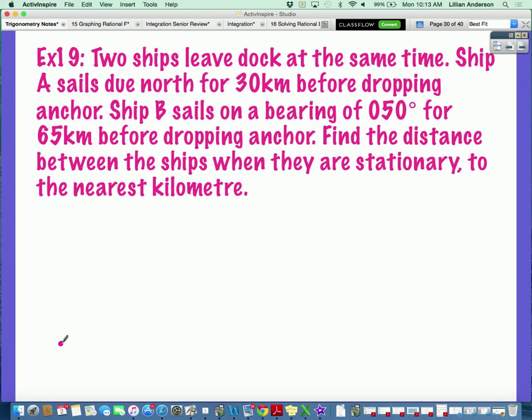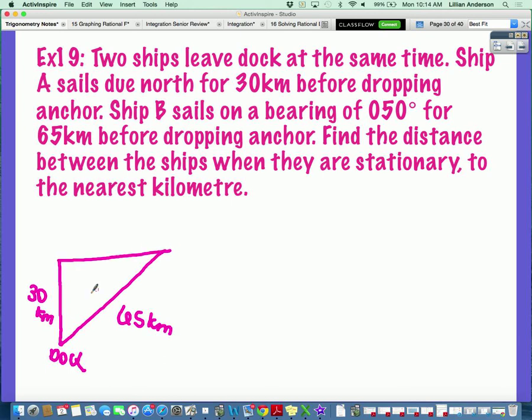Remember, it started from the dot and we traveled what? North. We traveled north for 30 kilometers before dropping anchor, and then B set a bearing of 50 degrees. Remember, bearings go clockwise from the north direction. So then it traveled this way for 65 kilometers, right? Before dropping anchor, we had to find the distance between the two ships.